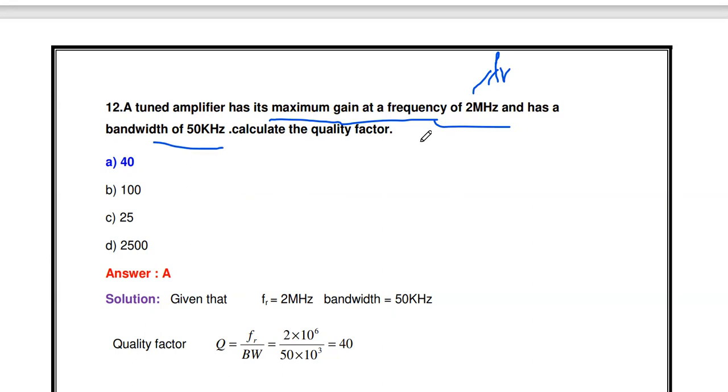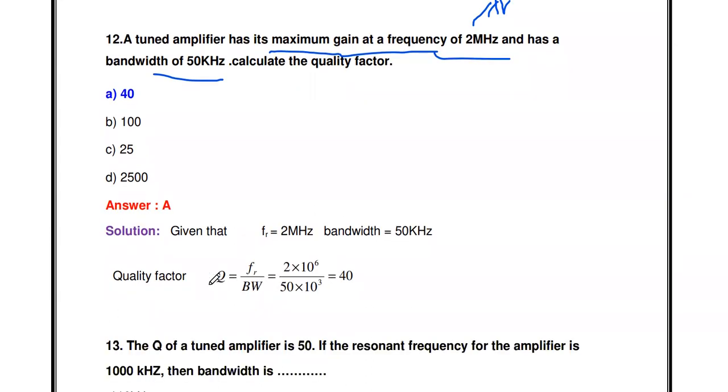Calculate the quality factor. Okay, the same data but they are asking in a different way. So FR is given, BW is given. We have to find the quality factor. So what is the formula? Quality factor equals FR by bandwidth. So what is FR? The resonant frequency is equal to 2 megahertz. Mega means 10 to the power 6. So 2 into 10 to the power 6, divided by the bandwidth, 50 kilo, so 50 into 10 to the power 3. If you solve, we will get the answer 40. So the quality factor is 40.